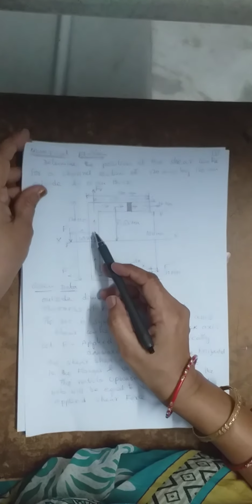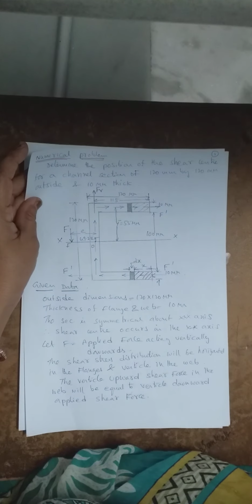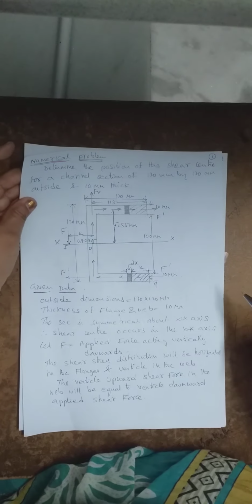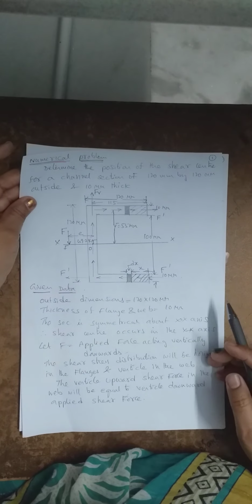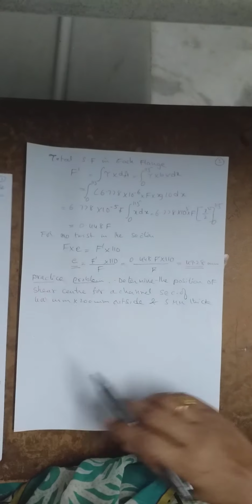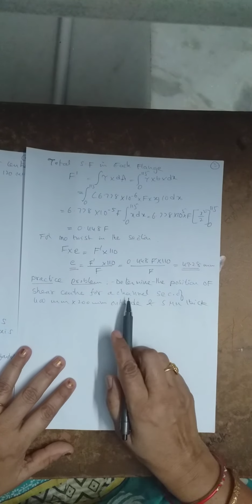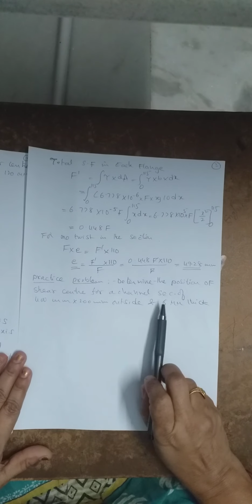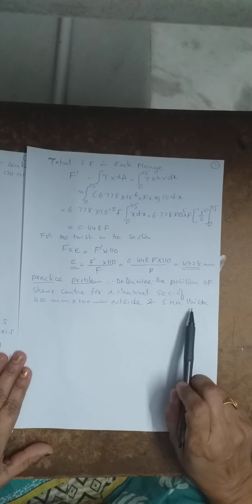The shear center may be inside or outside of the section. So that is the location, or position, of the shear center. This is about the example problem. And for your practice, determine the position of the shear center for a channel section of 400 by 200 mm outside and 5 mm thick.